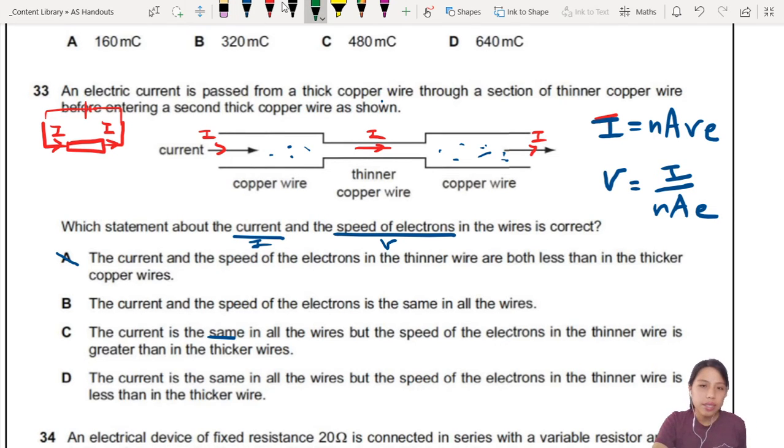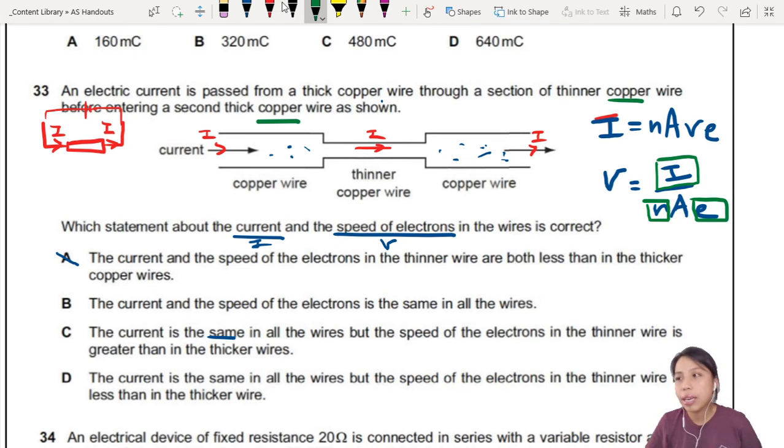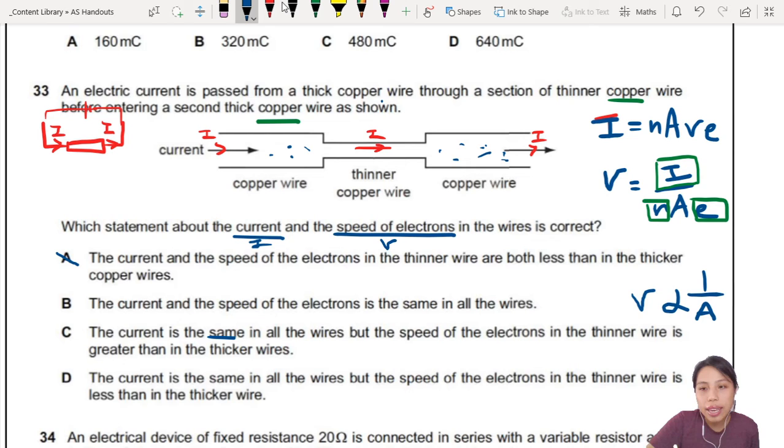In all these things, what is constant? When you go from the fat to the thin to the thick wire, current is the same through the whole thing. Yes, we know that. n depends on the material. All copper. First one copper, second one copper. Okay, so n is the same for everything. e is of course the same, it's a constant, the 1.6 times 10 to the negative 19. So what's changing here is A. So what that means is v is proportional to 1 over A. What does that mean?